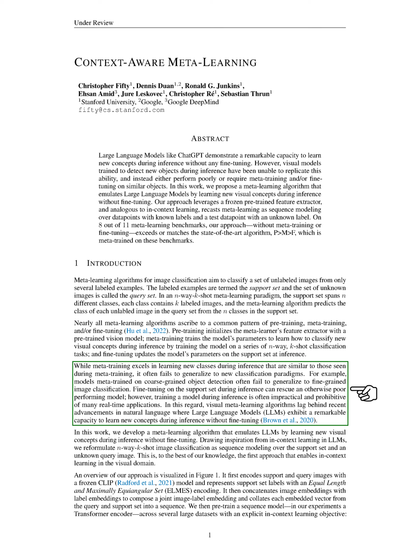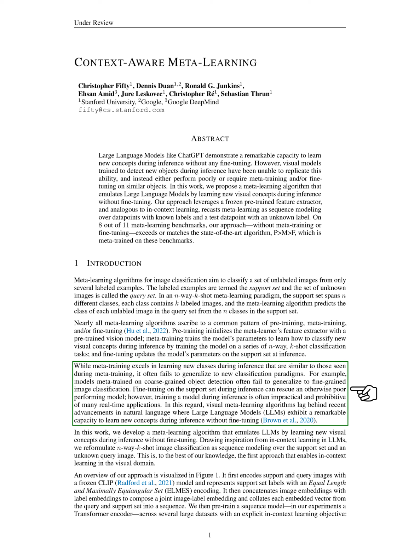While meta-training is great at learning new classes during inference that are similar to those seen during meta-training, it often struggles to generalize to new classification paradigms. For instance, models meta-trained on coarse-grained object detection often fail to generalize to fine-grained image classification. Fine-tuning on the support set during inference can help improve a model's performance, but training a model during inference is often impractical and not suitable for many real-time applications.